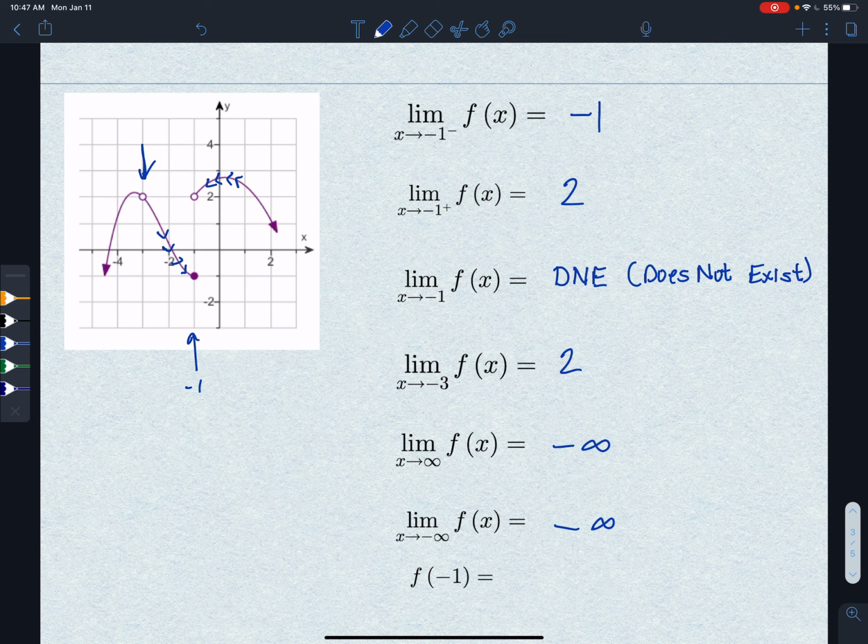And just not to lose sight of where we've been in the past, if I want just the y value when x is -1, in other words, f of -1, it looks like we have two options, but remember, one of them is an open circle, which means it's not included, which means that's not the point on the graph. If you want f of -1, you want this one right here. So f of -1 is -1.